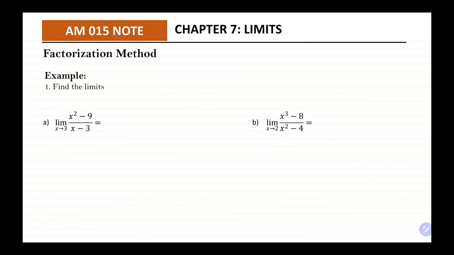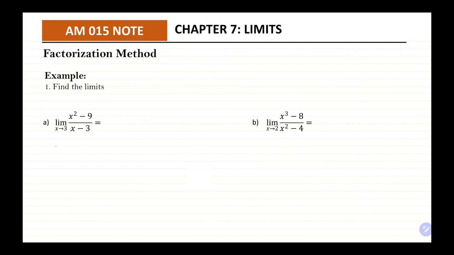We look at factorization method first. Example number 1, find the limits. Okay, this limit, if I substitute x equals 3 into function, we'll get 9 minus 9 over 3 minus 3. So saya akan dapat 0 over 0. So this one cannot solve. Since this one is in pattern of 0 over 0, so I need to use factorization or multiplication of conjugate. So this type I use factorize.